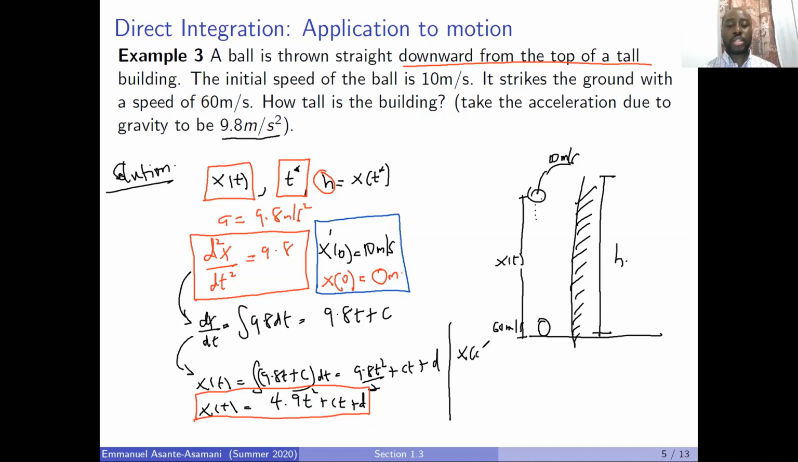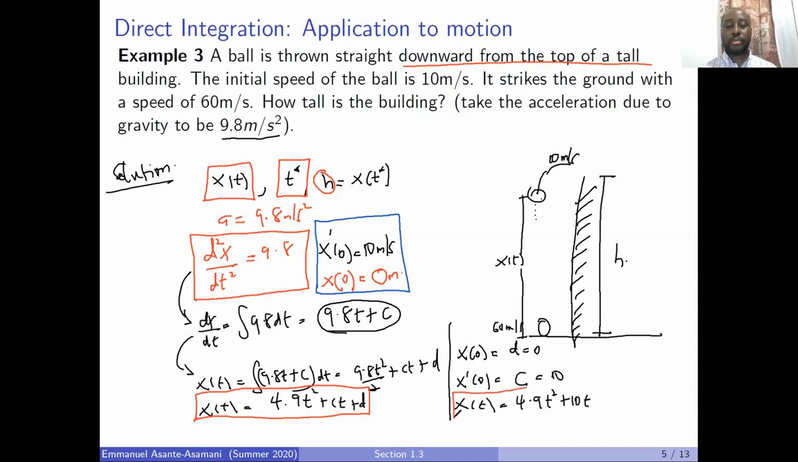We know that initially it starts from the top of the building, which means that my d has to be 0, right? And then we also know that the initial velocity is 10 meters per second. And so we can apply that to my velocity equation here, right, and say that my c should be 10. Right? So that now my particular solution is going to be 4.9 t squared plus 10t and then plus 0.